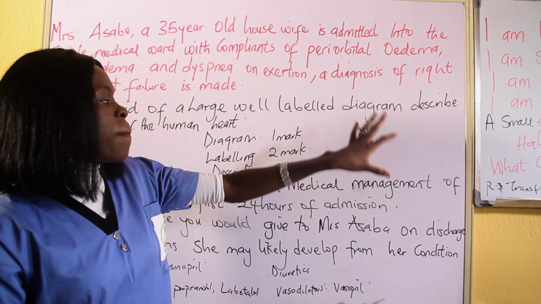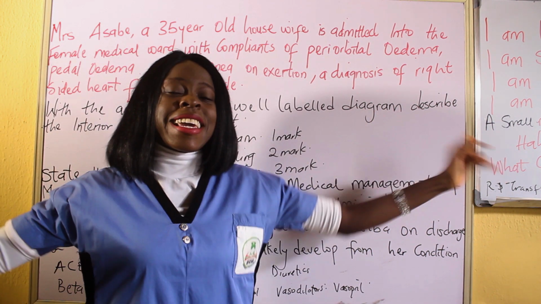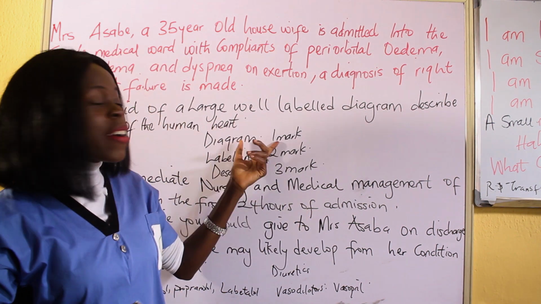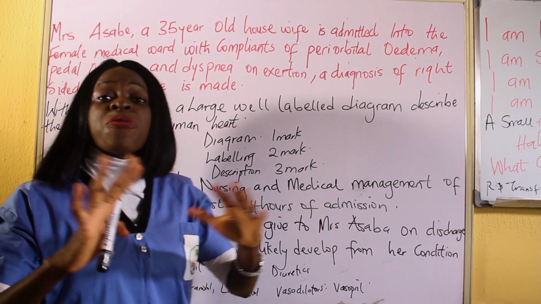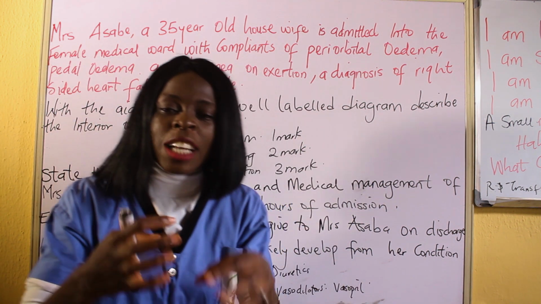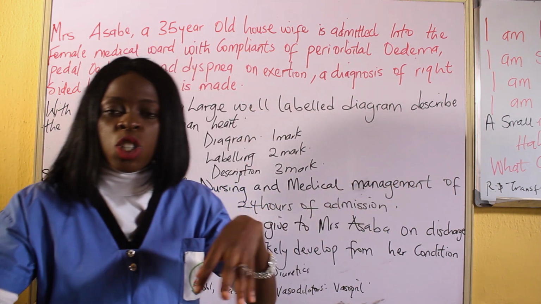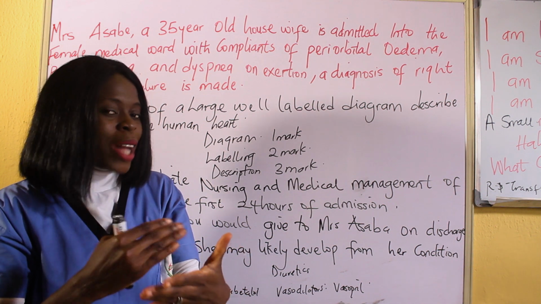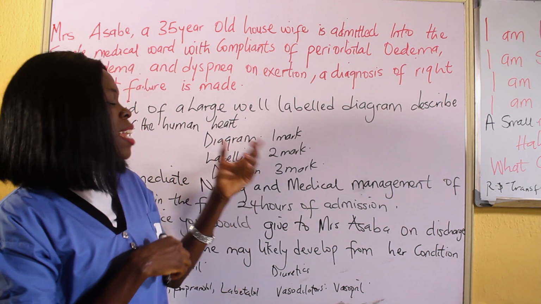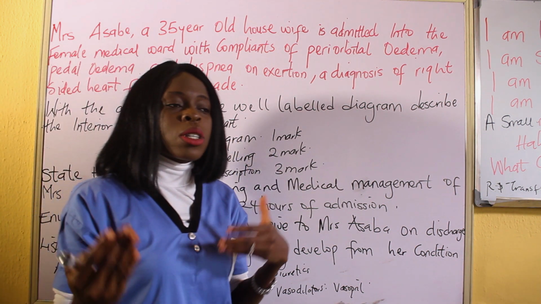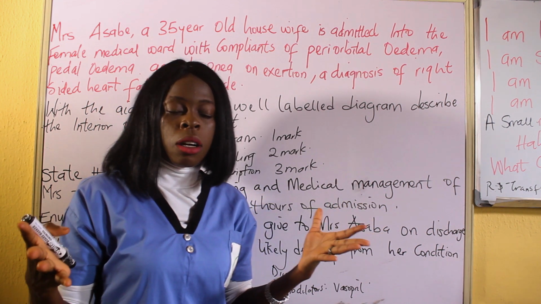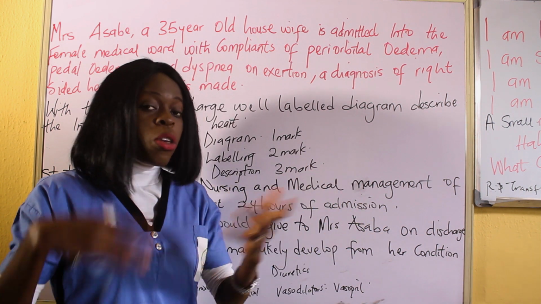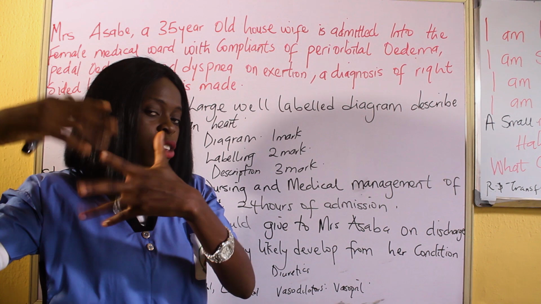Remember, make your diagram as big as you can. Your diagram is 1 mark. It doesn't have to be very fine, but just draw something that shows this is the right ventricle, left ventricle, this is the valve. Draw something. It's 1 mark, so don't kill yourself, for those that don't know how to draw like me. Labeling is 2 marks. Generally, most times, if you can give 4 correct points, you get your 2 marks, but you can actually give more than 4 if you know it.